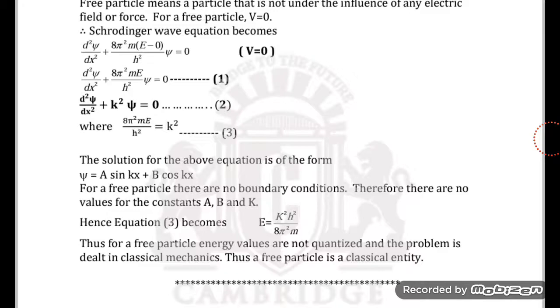Similarly, we can establish the relation for a three-dimensional box. So now this chapter is over.